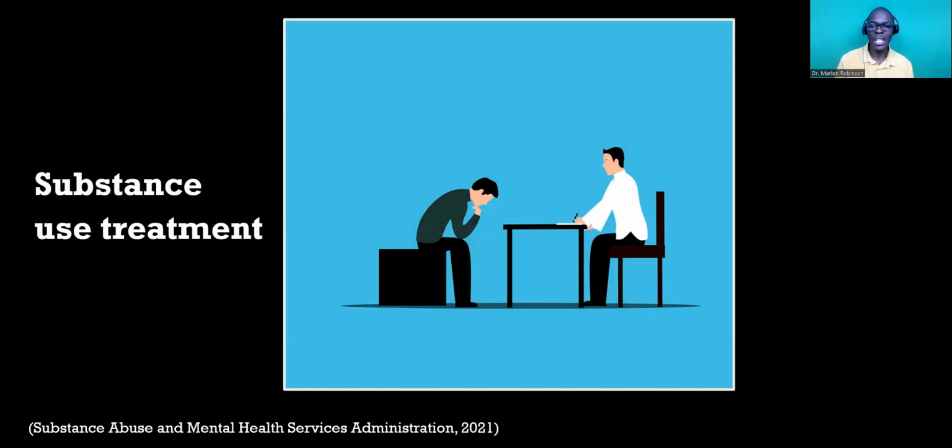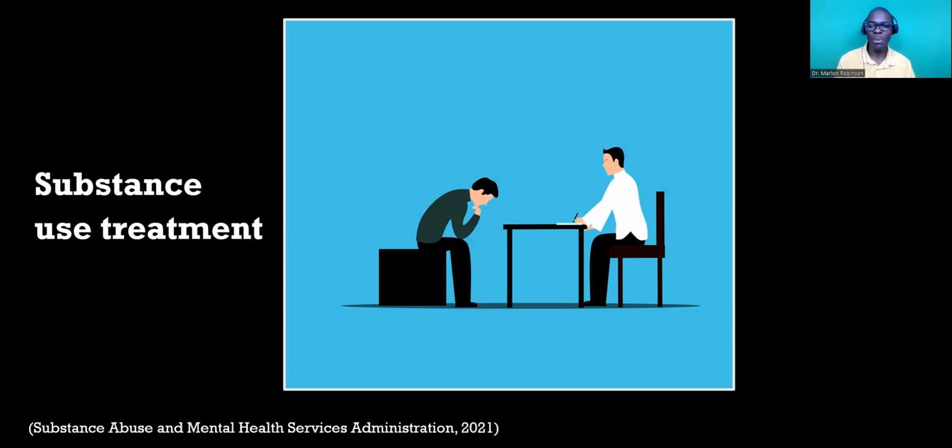In 2020, 14.9% of people age 12 or older, 41.1 million people, were classified as needing substance use treatment in the past year. So they needed treatment for their substance use.